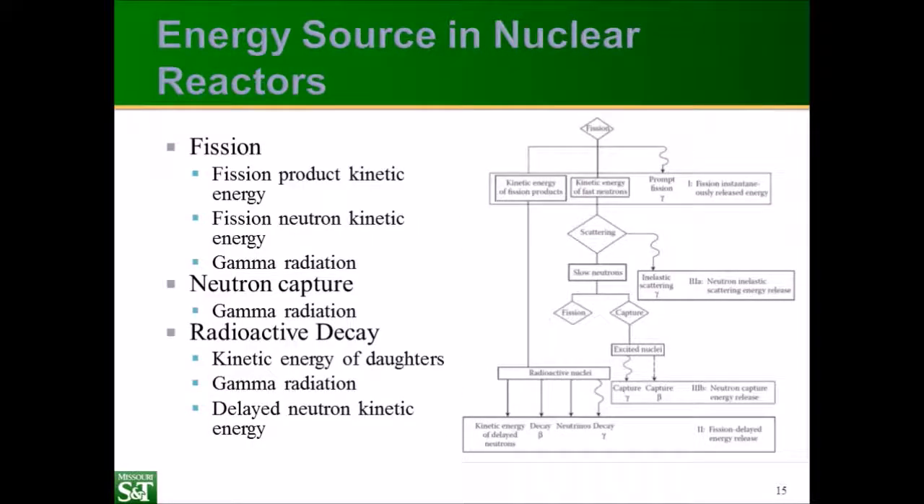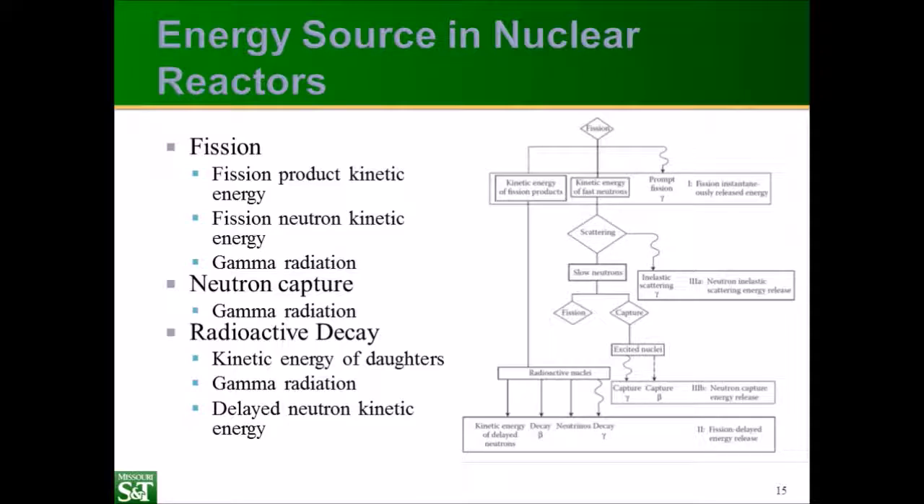Now, if we're looking at the energy generation term, or energy sources in a nuclear reactor, of course most of the energy comes from fission itself. Fission product kinetic energy and fission neutron energy, gamma radiation. We're also going to have some neutron capture, and then the radioactive decay of the daughter products, the fission products. So we're going to have some kinetic energy there from the daughters, gamma radiation, and we're also looking at some delayed neutron energy. About 88.4% of this energy is absorbed within the fuel itself.